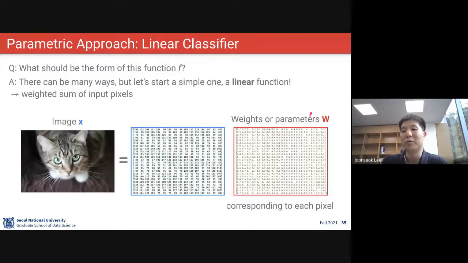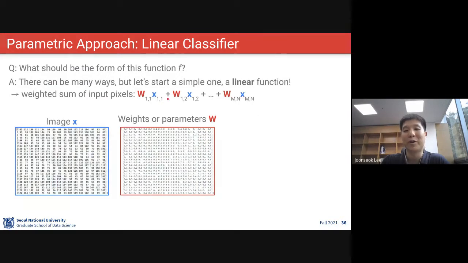So weights called W. I'm going to use the red color for all the weights. Weights are the same size matrix as the input image, and each of those is multiplied by the pixel values, and they are summed to get the final score. Again, the linear classifier outputs a weighted sum of input pixels. So we need a vector or matrix of weights of the same size as the input image. If this is 600 by 800 by 3, the weights are also in the same shape, 600 by 800 by 3, and each of those corresponding weights is multiplied by the pixel values in the input. We sum over all of those to get the final score.